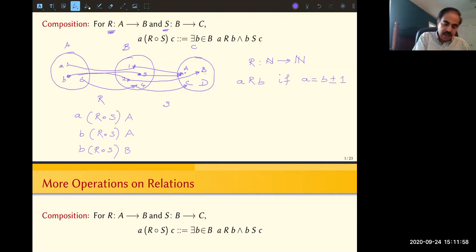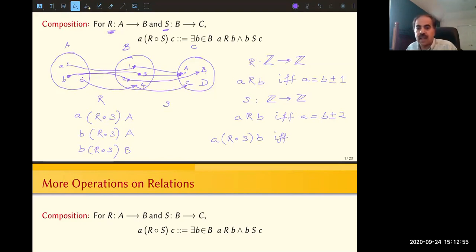Okay, maybe I'll just make my life easier by making it Z to Z, right? So that I have both positive and negative numbers, and that kind of simplifies the understanding. And let's say I have S, which also takes Z to Z, right? And I say A S B if and only if A equals B plus or minus 2. Okay, so now can you tell me what is the composition of R and S in this case?